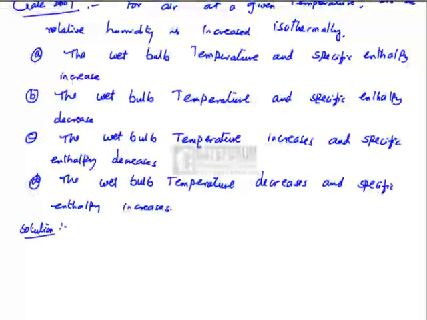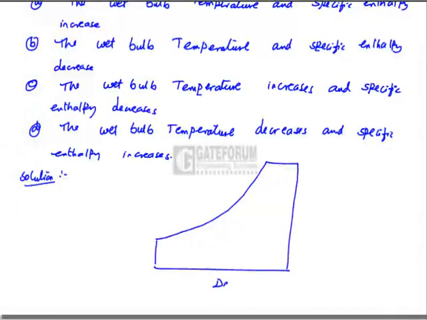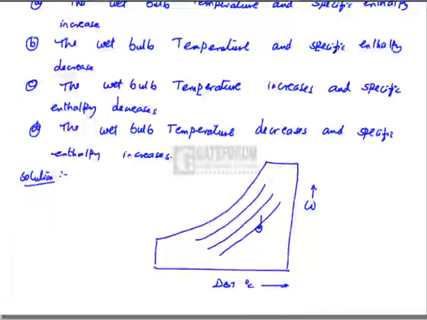The solution to this problem could be given like this. Representing the process on the psychrometric chart, W is specific humidity. At a given temperature, the relative humidity is increased isothermally. That means these are the relative humidity lines. Relative humidity will increase in this manner at the same constant temperature. So what would happen to the wet bulb temperature? Wet bulb temperature also will increase. Once the wet bulb temperature increases, specific enthalpy also would increase. Answer is both WBT and specific enthalpy increase, because constant enthalpy lines mean constant WBT lines. Answer is A. The process is going from 1 to 2 vertically upwards at constant DBT.